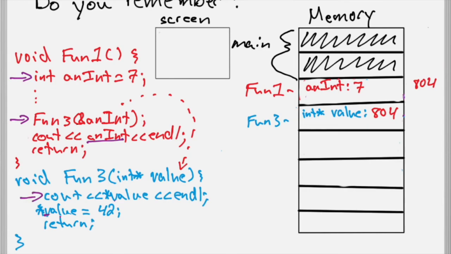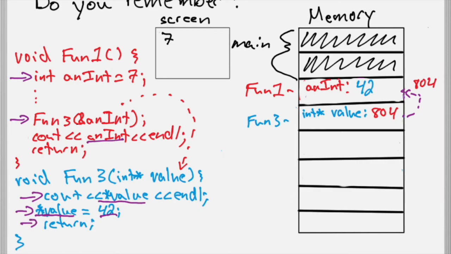Now here, where we have the cout statement in fun3, again we're using value, but now we're dereferencing it. That means we'd follow that pointer back through memory. We'd find a value there. It's the value for an int, and that's the 7, and that's what would be printed to the screen. On the next line, again we're dereferencing value, so we would follow that pointer back through memory and change the value that's there, right? Change the information that's there. So our 7 gets changed to a 42.